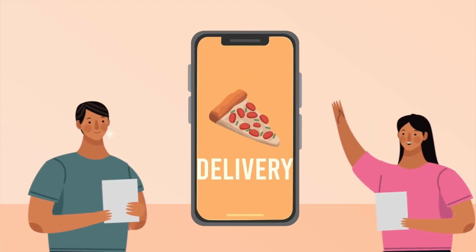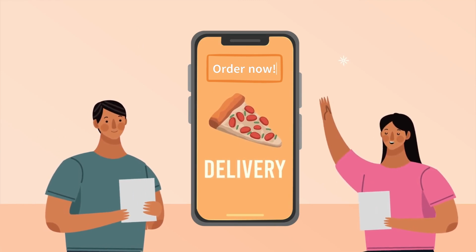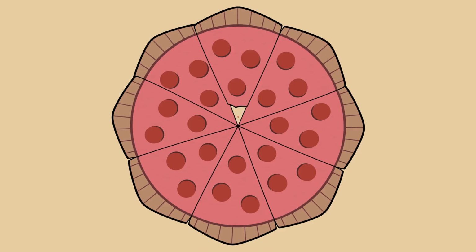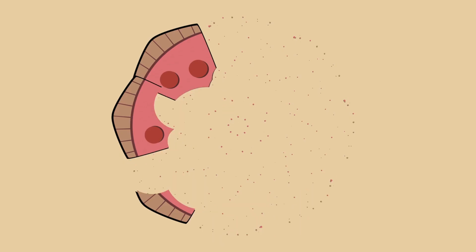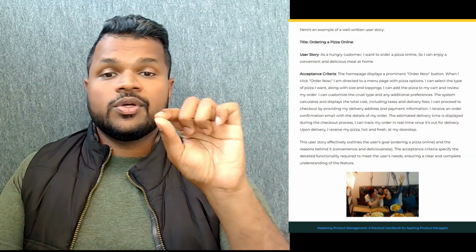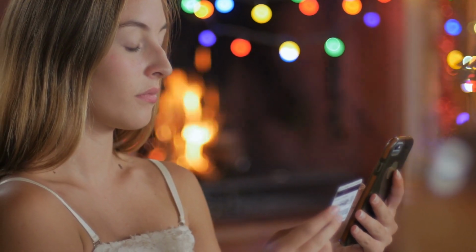Now, the home page displays a prominent Order Now button. So, when you, as a hungry customer, click Order Now, you're directed to a menu page with pizza options. You can then select the type of pizza that you want with the size, the toppings, and the choice of your crust. You can then add your pizza to the cart, which is My Cart, review your order, and then it gives you the total cost and all the other delivery charges, including taxes.